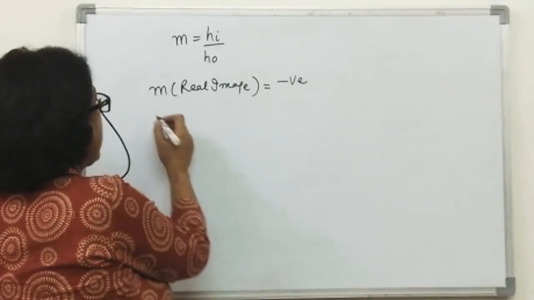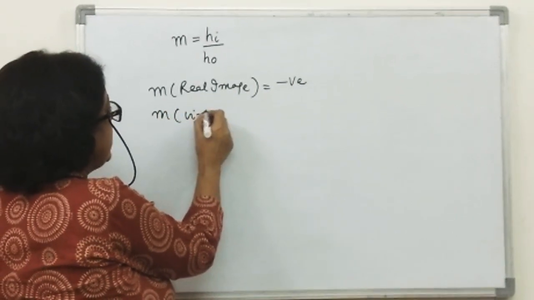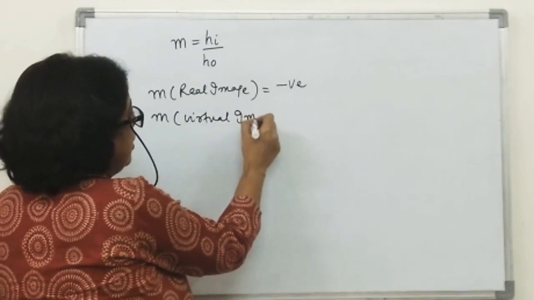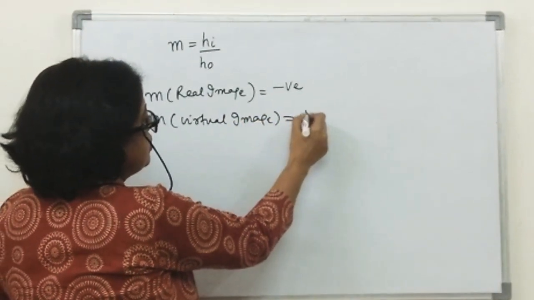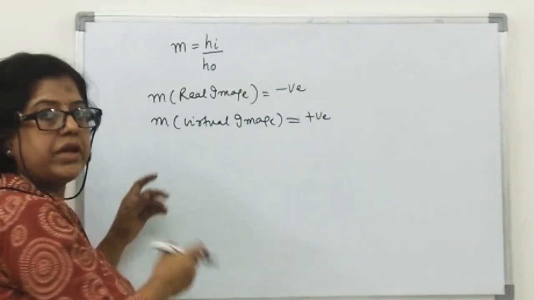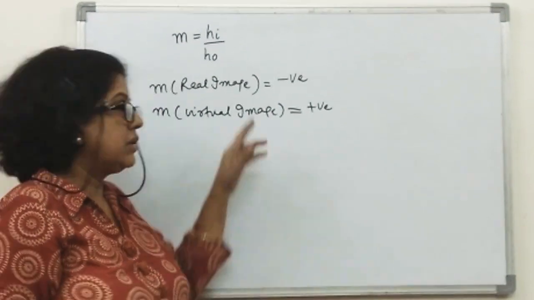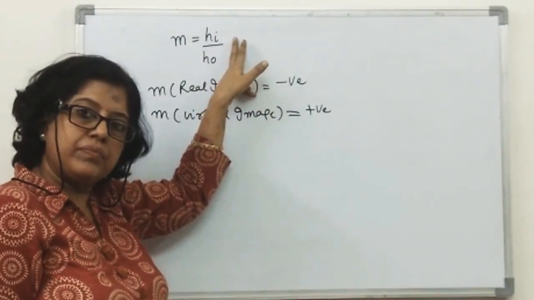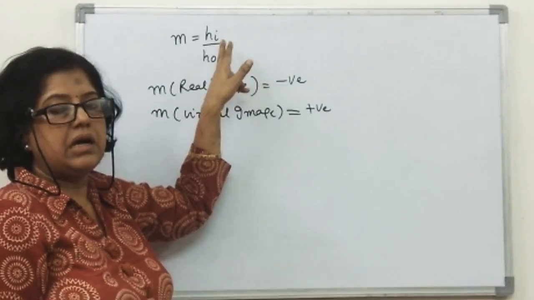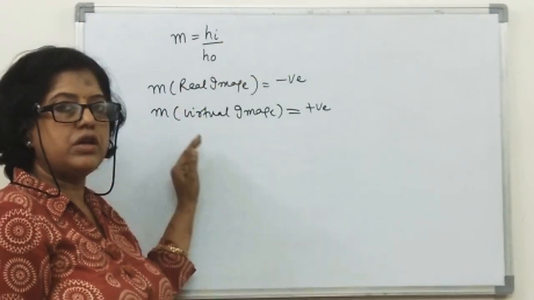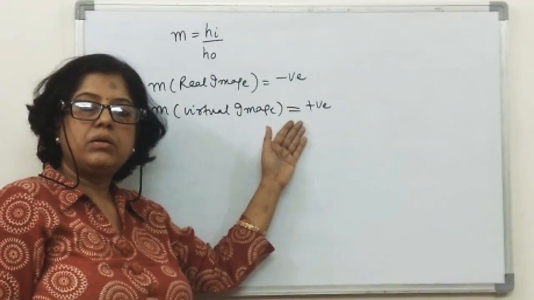Fine. And the magnification sign for a virtual image will be positive. Why positive? Because a virtual image is always erect. That means height of image is positive. It is above the principal axis. Height of object is always positive. So for a virtual image, the magnification will be positive.